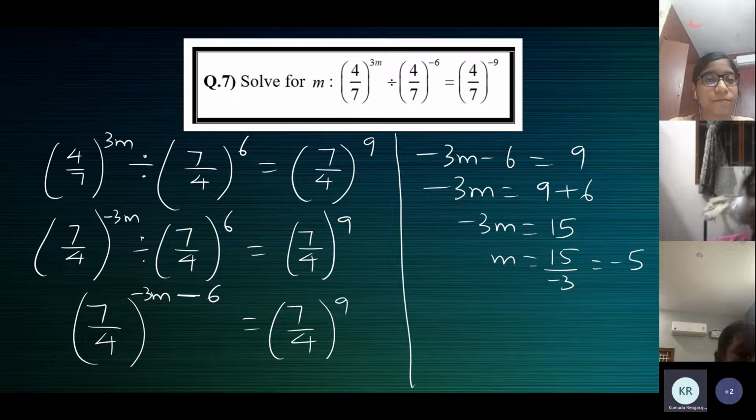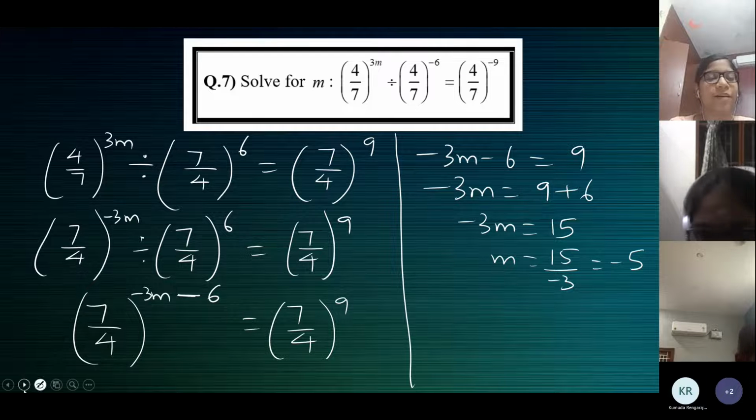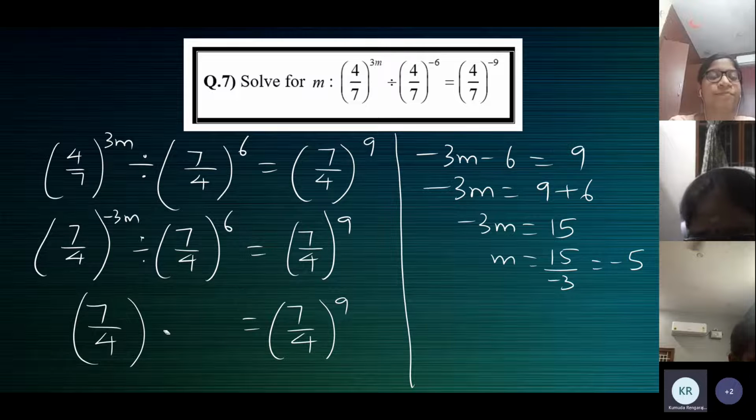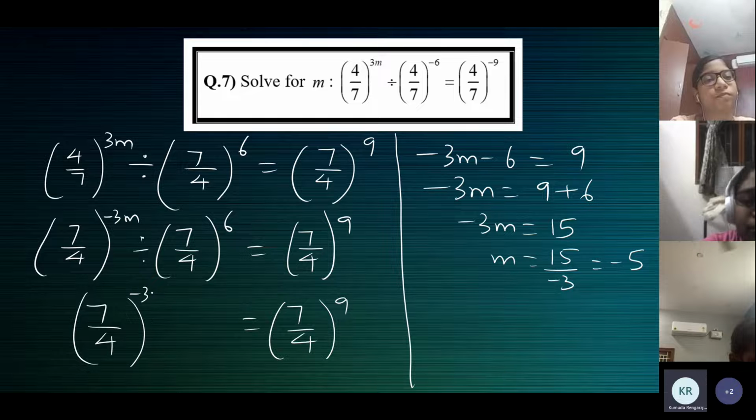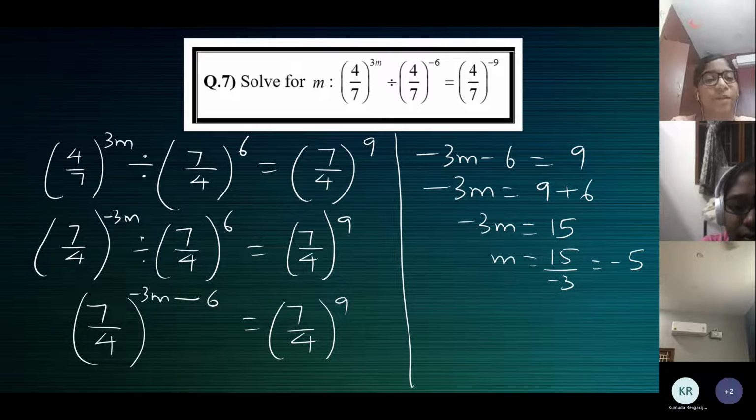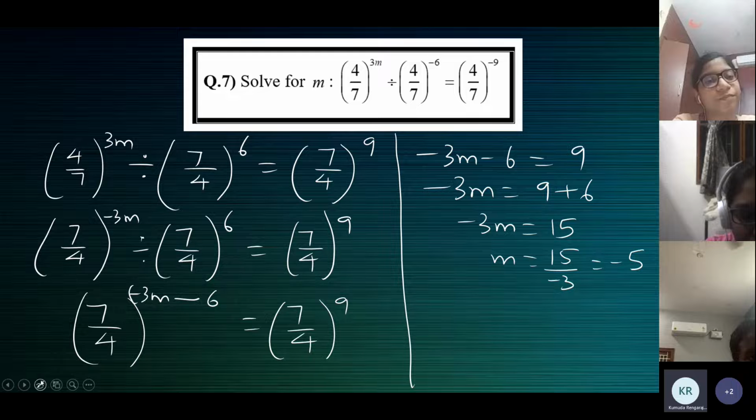Swati, when bases are same and it's division, we subtract the powers, no? Yes, ma'am, I forgot. We subtract the powers. Okay, so the first power is 3m. The second power is 6. We have to subtract the powers, correct? Yes, ma'am. I was a bit confused for why we didn't put the bracket, ma'am. I didn't put the bracket because there's only one number.